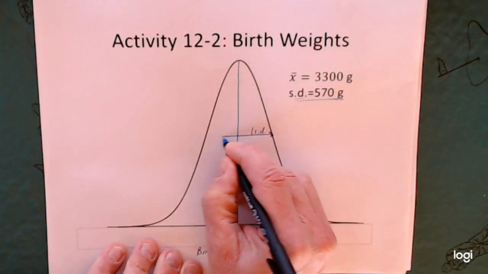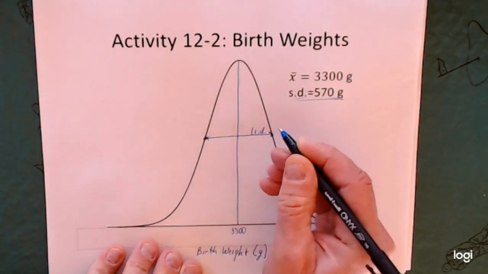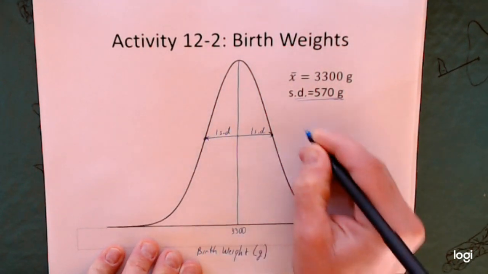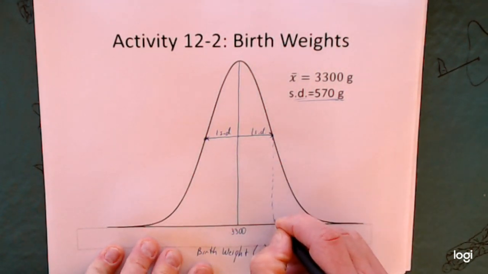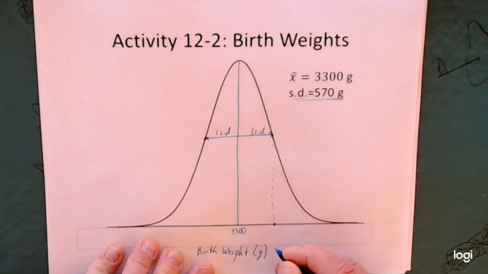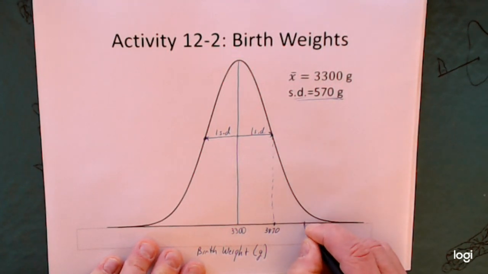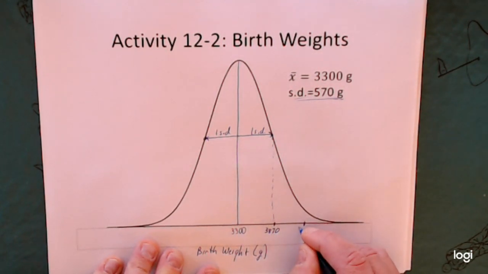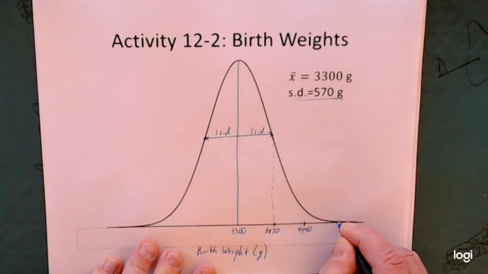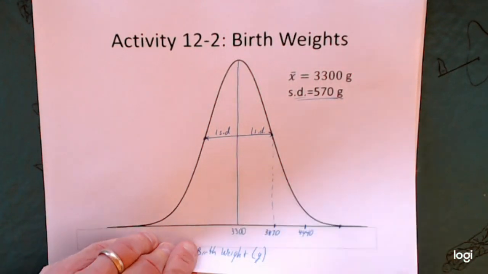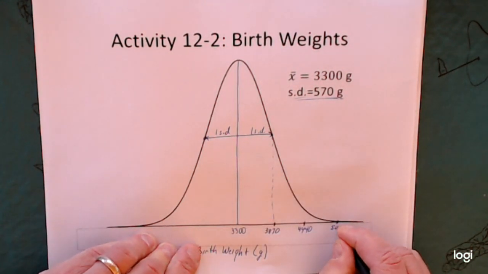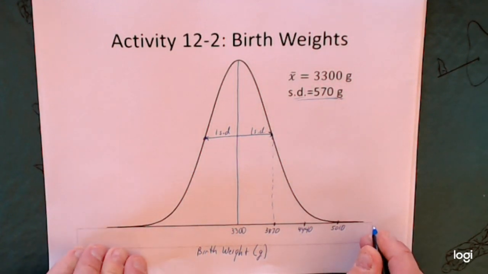I can go either direction. Not looking for perfection here, but just so we ballpark it pretty well. That's one standard deviation, so that corresponds to a birth weight of 3,870. If I go a second standard deviation up, that's 570 more, so that's 4,440. And if I went a third standard deviation, then looking at my cheat sheet, 5,010, at least roughly.